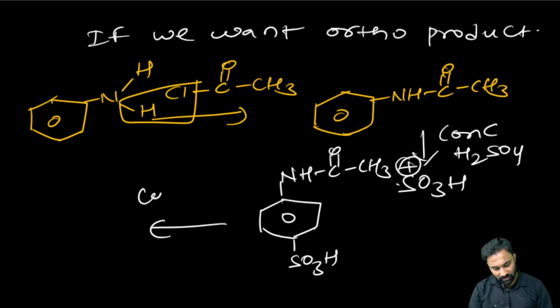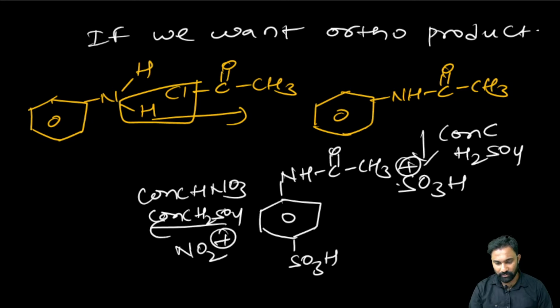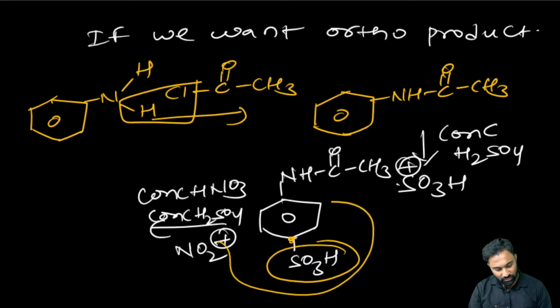Now we have to take the concentrated HNO3 and concentrated H2SO4. Now this is a nitronium ion, an electrophile. Here it does not have a chance to go to the para position, because the para position is already attacked by sulfonic acid. So it has only the chance to attack at which position? It will attack only at the ortho position.